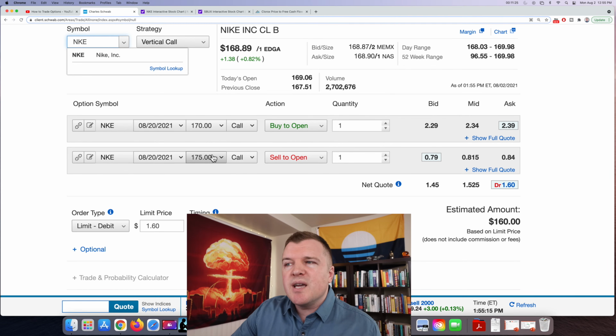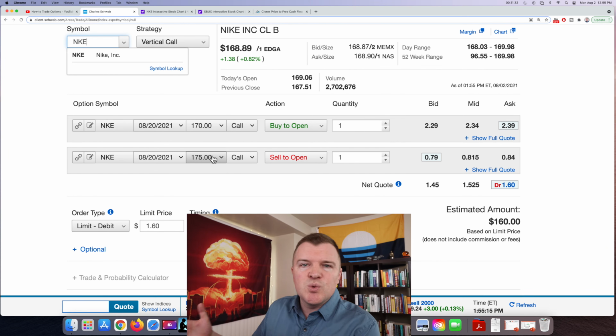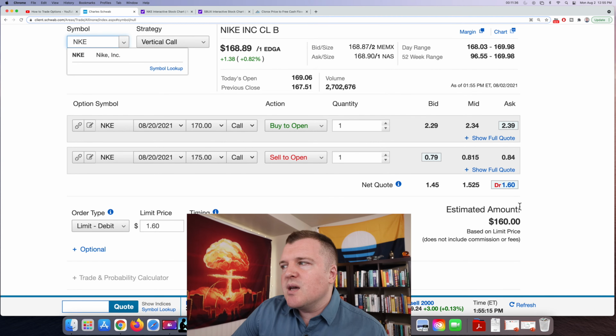Now, the width of the strikes is $500. So the max profit I can make is 500 minus 160, or about $340. So I'm risking 160 to potentially make a max of 340 by expiration.